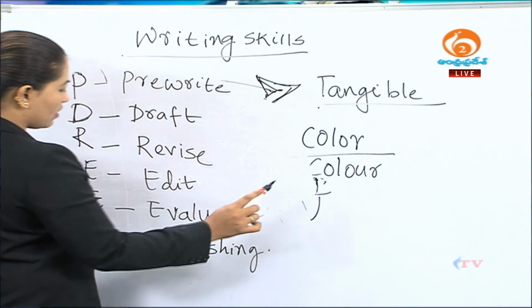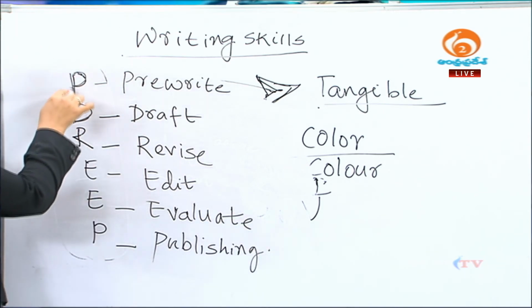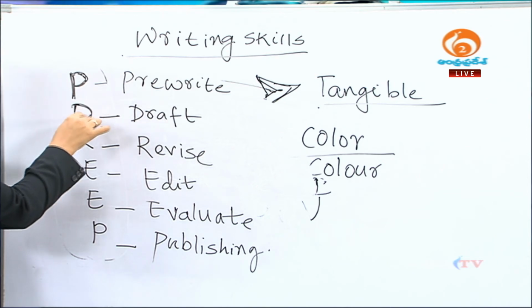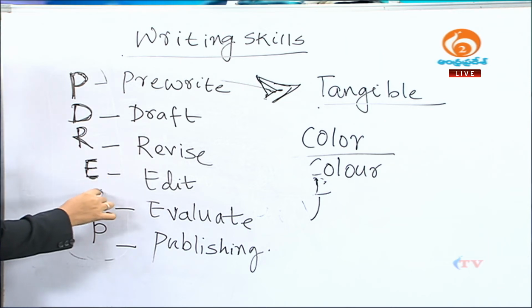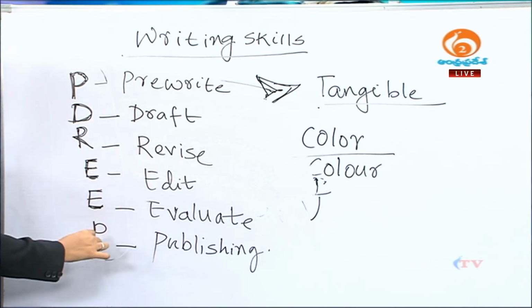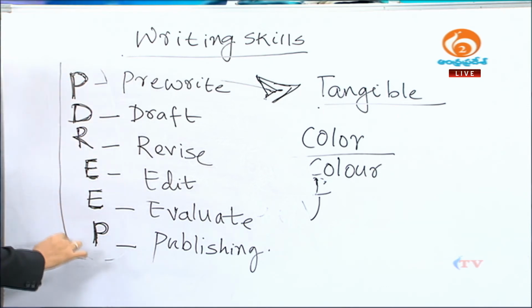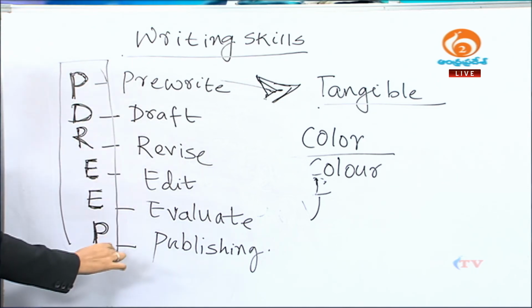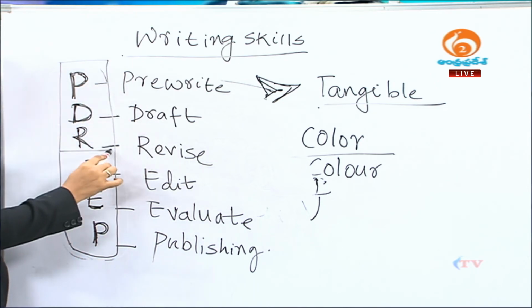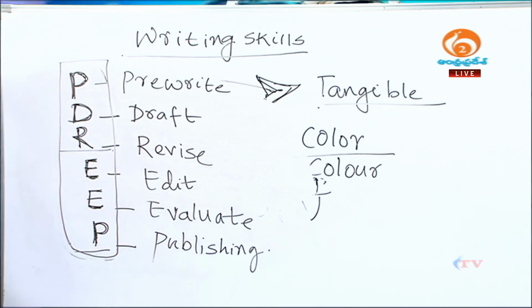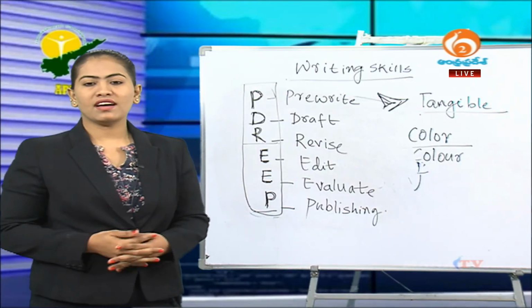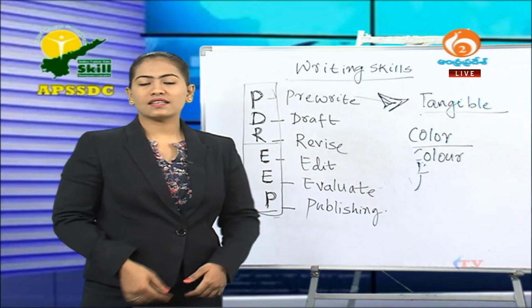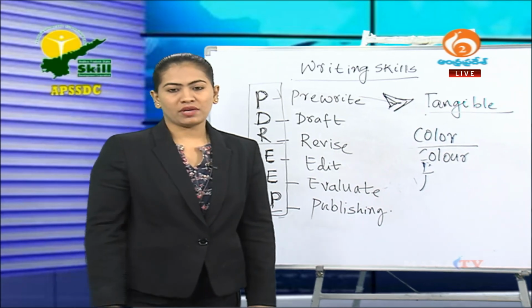Okay, so P, D, R, E, and then we have again an E, then we have a P again. You can also remember this: PDREEP. Once again, PDREEP, that is pre-write, draft, revise, edit, evaluate and publish the information.